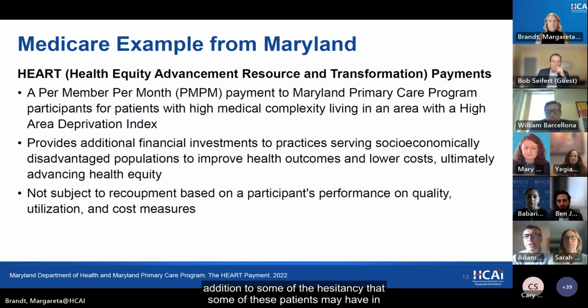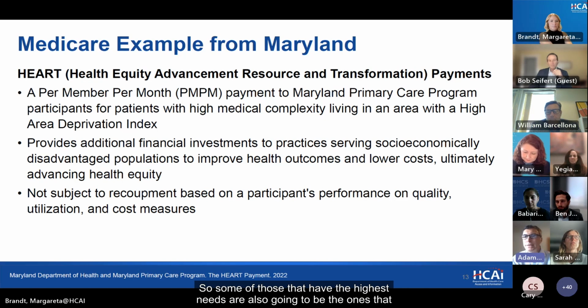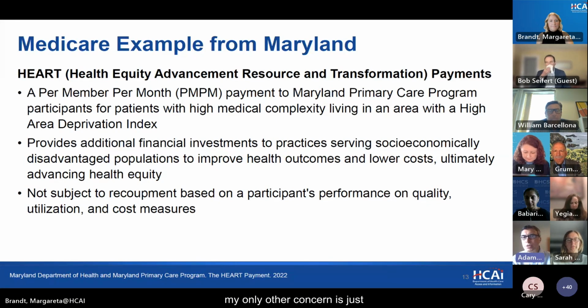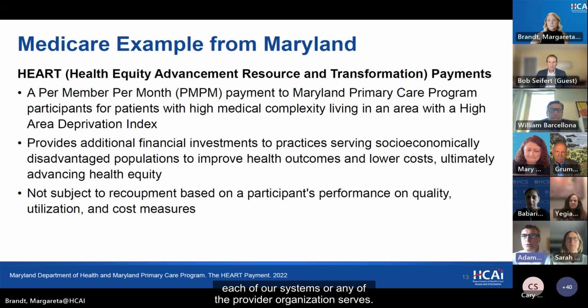In addition to some of the hesitancy that some of these patients may have in sharing some of that information, there's also this circular part where these are also the patients that are challenged to even come in and have that opportunity for that information to get captured in the first place. So some of those that have the highest needs are also going to be the ones that are the least likely to get those needs captured. And then lastly, given all of this work and the additional cost and time, my only other concern is the potential for letting the perfection of acquiring everything we can do overwhelm the good we can do by at least getting towards a reliable metric for potential deprivation and social needs in the communities that each of our systems or any of the provider organizations serves.